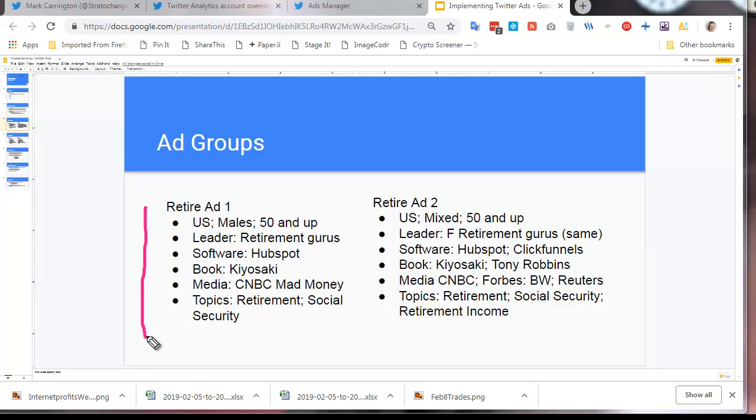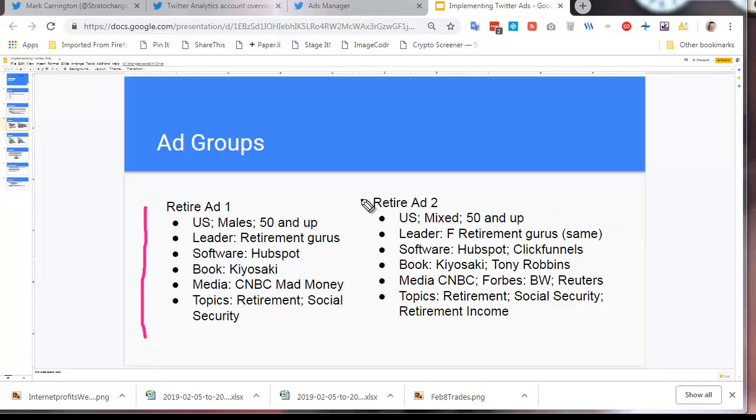For the book, I use Robert Kiyosaki, who's the Think Rich bloke. For media, I had it quite narrowly down to CNBC, Mad Money. I notice when I watch Mad Money quite a bit that Jim Cramer's followers are all males. Everyone who phones in is male, and he certainly has a group of people in the age band, and he's got 2 million people following him, so it's a large enough group. And then for topics, the keywords I chose for the first group were retirement and social security.